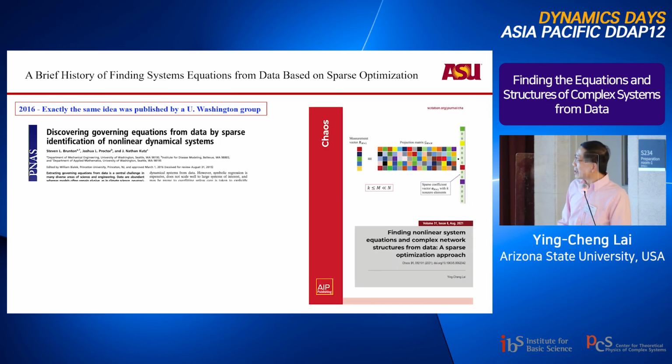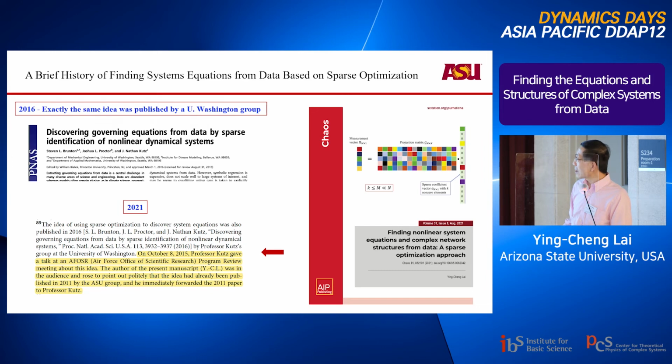But anyway, the reason that I wrote this review article, a tutorial article for Chaos, which was published about a year ago, is basically to try to set the history correct. This paper was 5 years later than our paper, and exactly the same idea, but half a year before they published their work, I actually gave our work to Professor Kutz, at an Air Force program review meeting. Professor Kutz was talking about finding the equations of the Lorenz system using data. I stood up saying, come on, we solved this problem 5 years ago. So I gave him all the material, all the papers we had. But nonetheless, the paper was still published in PNAS.